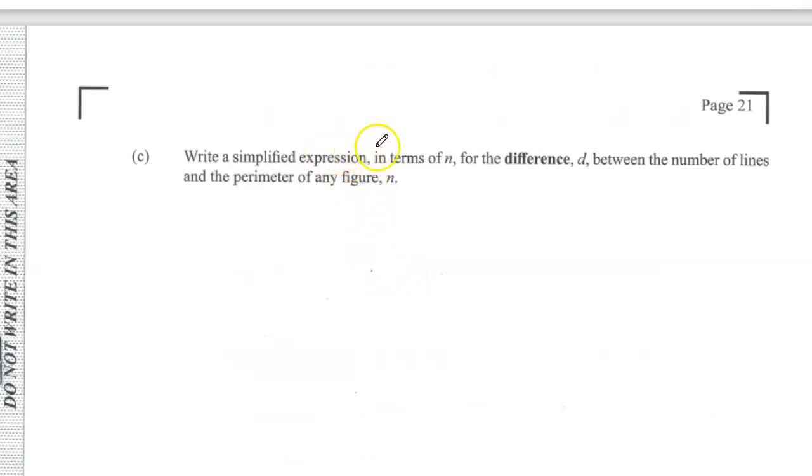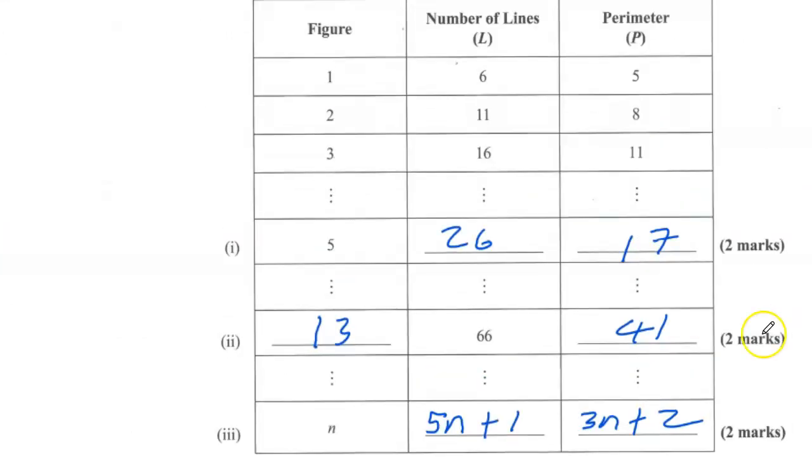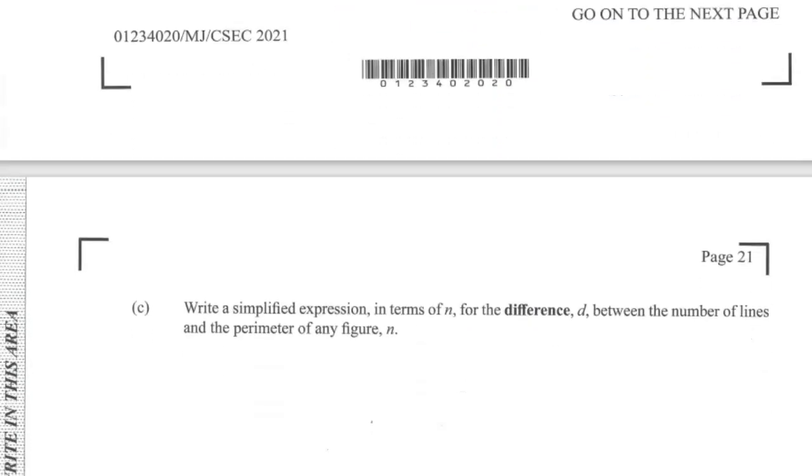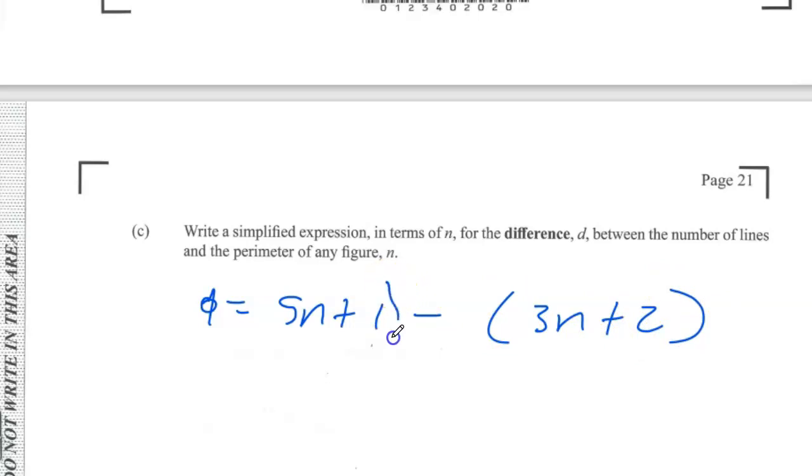Part C, write a simplified expression in terms of n for the difference d between number of lines and the perimeter. So let me go back to the table. Difference between number of lines and perimeter. So notice number of lines is 5n plus 1 and the perimeter is 3n plus 2. So 5n plus 1 minus 3n plus 2.